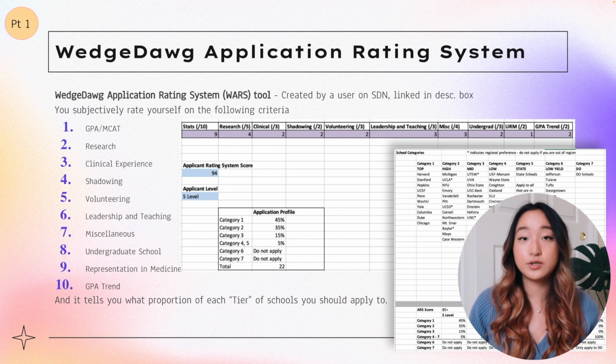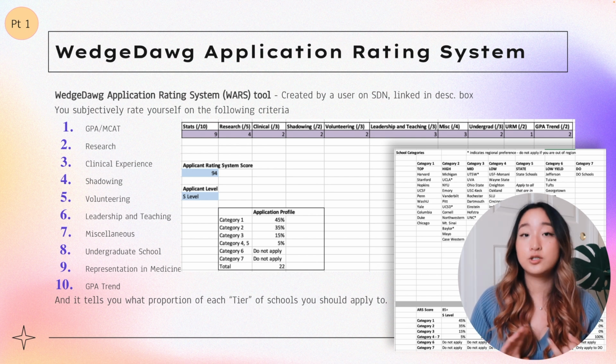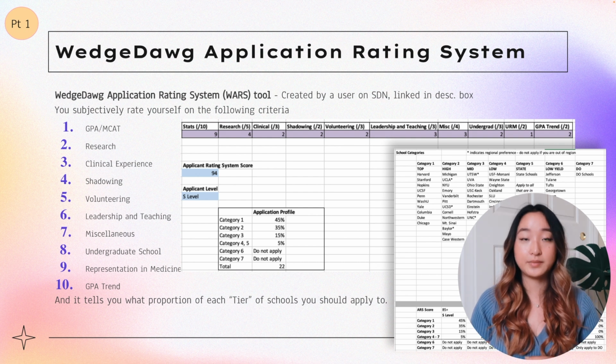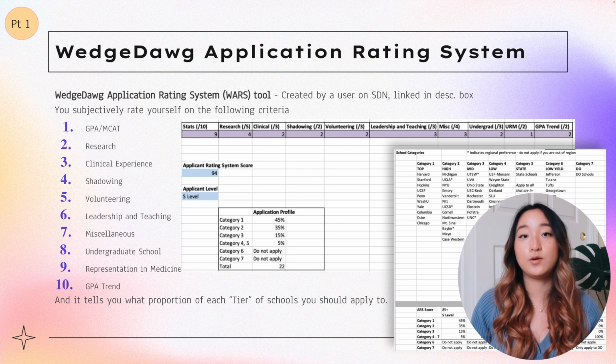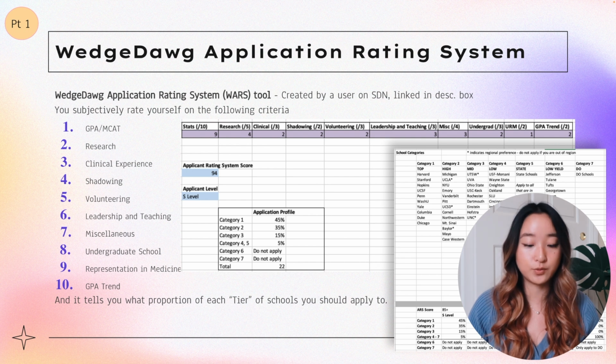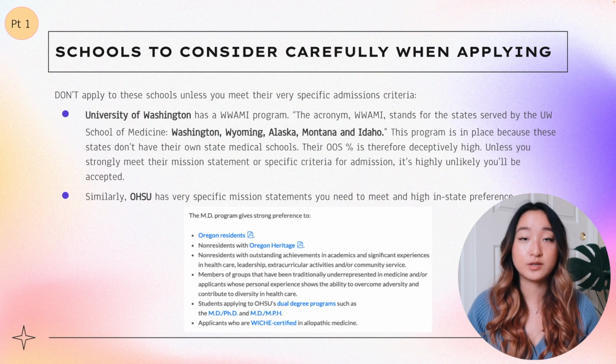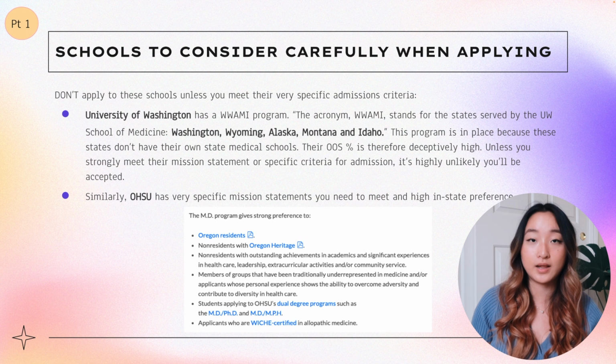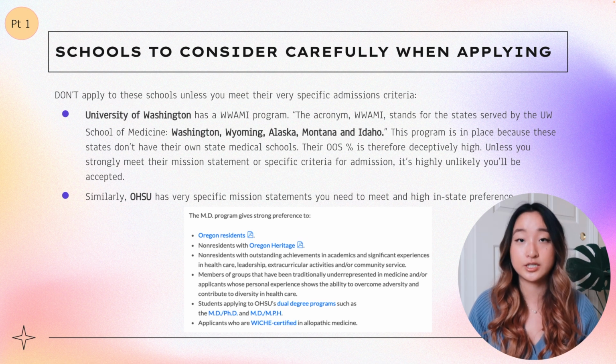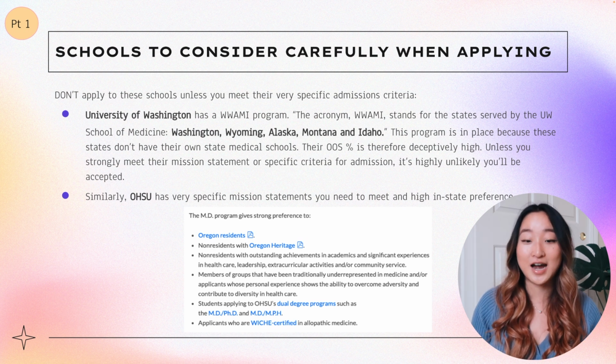And so I would use a combination of the MSAR and the WARS tool to begin to draft a list of schools in desirable locations, and also considering your MCAT and GPA to be within a few points of the median for each school. Next, I'm going to be talking about schools to consider carefully before applying to see if you meet their admissions criteria. This can save you a lot of time and money.